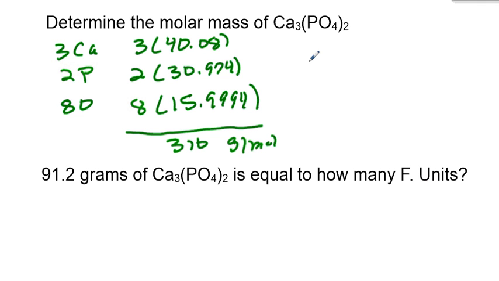A covalent compound is a molecule. This one's ionic, and it's called a formula unit. And if atoms are by themselves, they're called atoms. But again, there's no difference. So 91.2 grams of calcium phosphate is equal to how many formula units? We're going to calculate it the same way. We just have a different name for it. So we're going to start here, 91.2 grams of calcium phosphate.